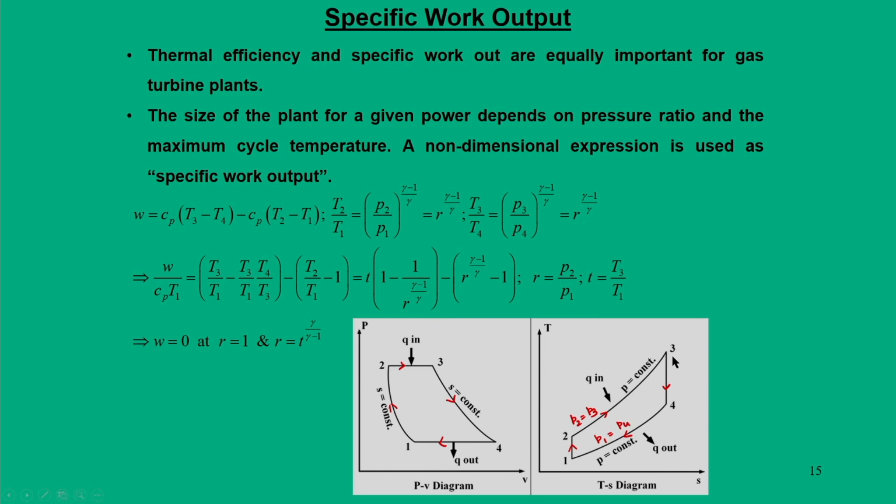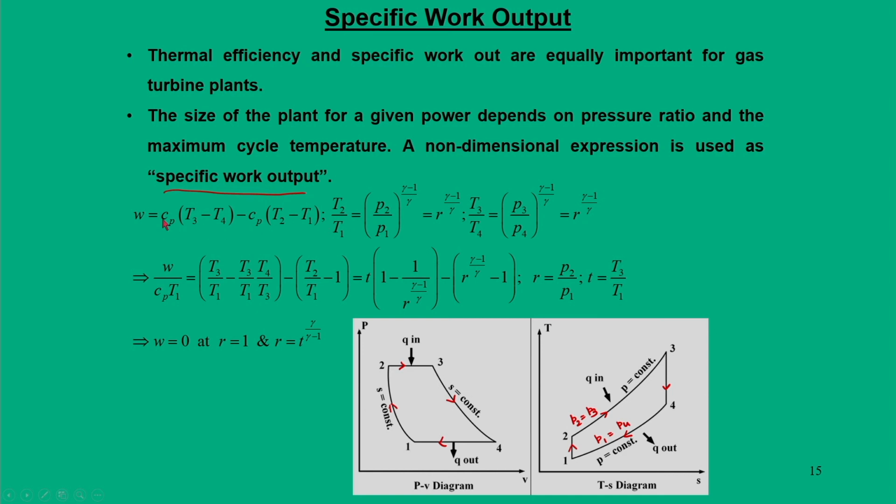In this particular analysis we will mainly focus on the calculation of specific work output. One ideal way of looking at the work output is the difference between the turbine work and the compression work. Here the specific work, that means per kg of air, the work output can be represented as W is equal to Cp times (T3 minus T4) minus Cp times (T2 minus T1).